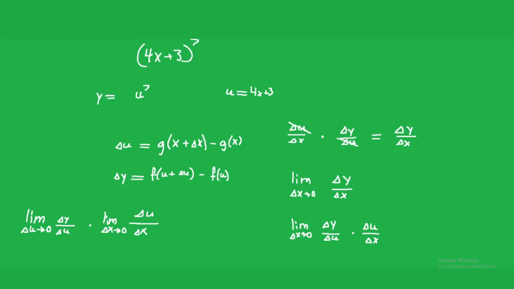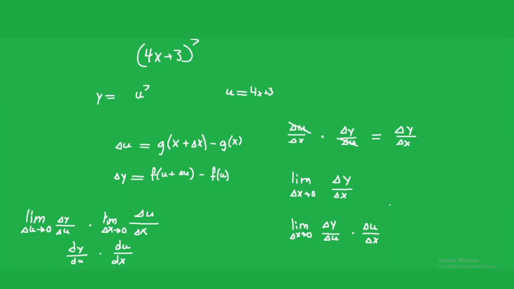Now this first one here, we know is going to be equal to just du over dx, right? Now this other one, we know is going to be equal to dy over du. But why are we able to just say delta u can approach 0, right? That's not what the limit originally was. It was delta x approaching 0.